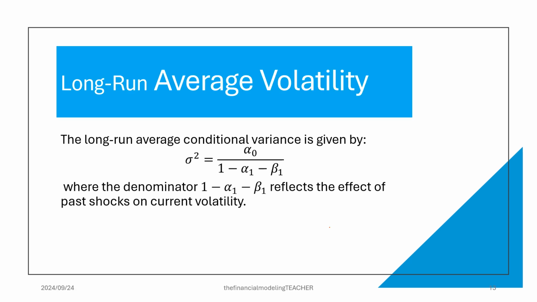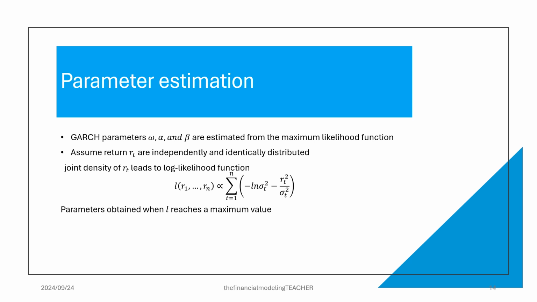Now, the long-run average volatility is simply the average volatility over a longer period. It is represented by this equation here, where sigma squared is equal to alpha 0 divided by 1 minus alpha 1 minus beta 1, which are the terms of the persistence. Here we say the denominator reflects the effect of the past shocks on current volatility.